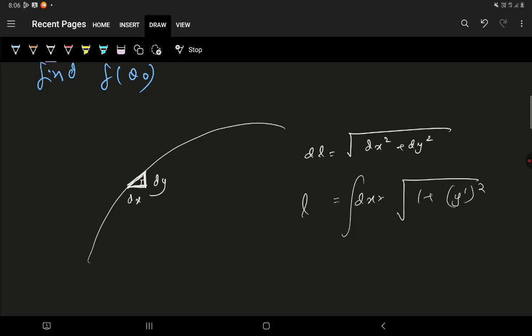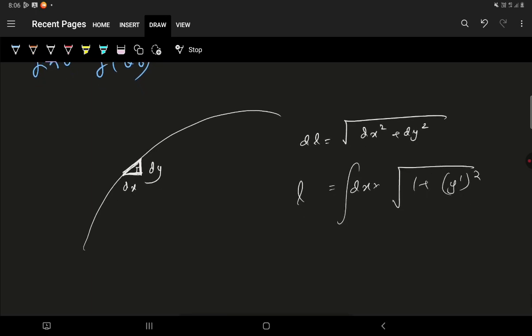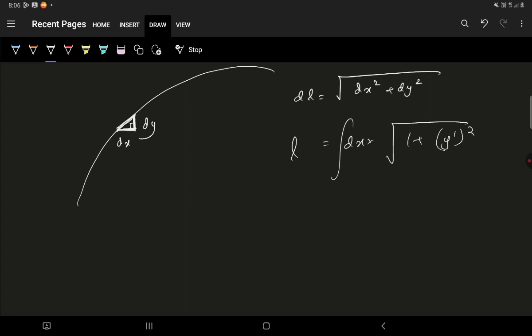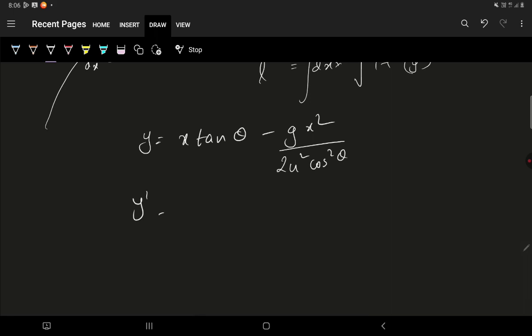Now if you want to tell me what will be dy by dx, let me explain. You know y is equal to x tan theta minus g x square by 2 u square cos square theta. So dy by dx, that is y dash, is equal to tan theta minus g x by u square cos square theta.